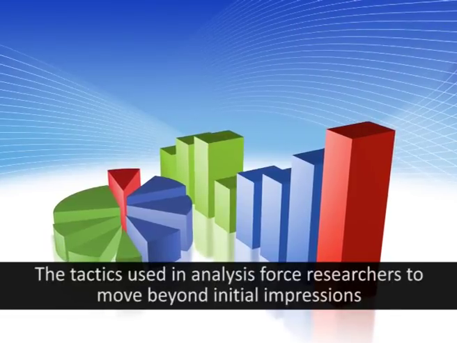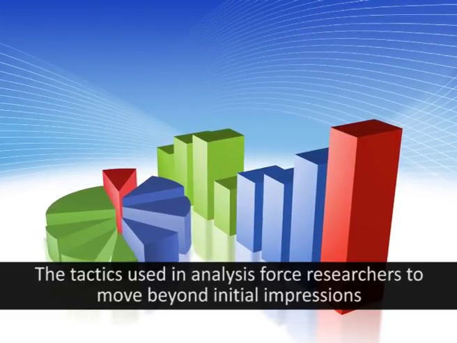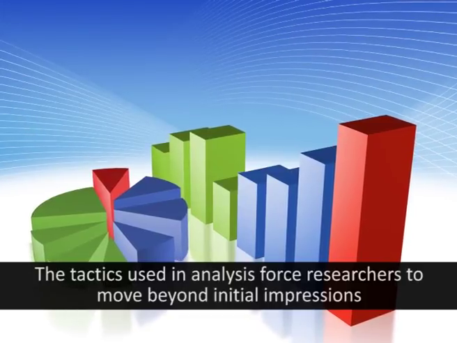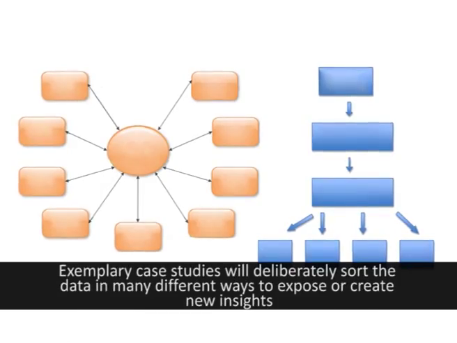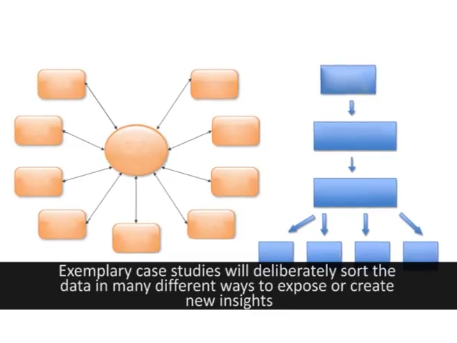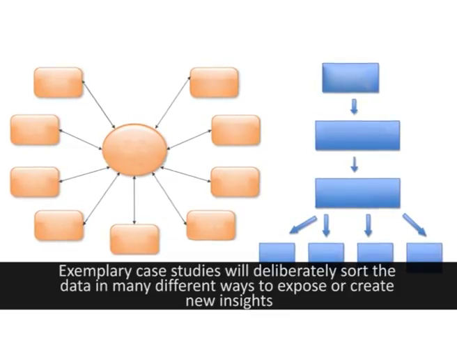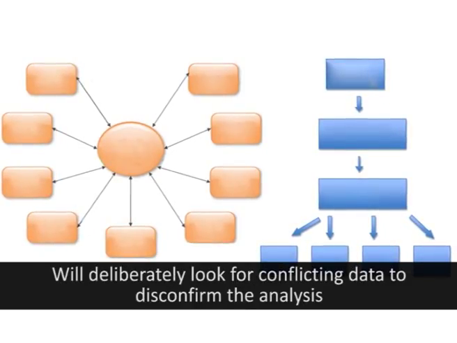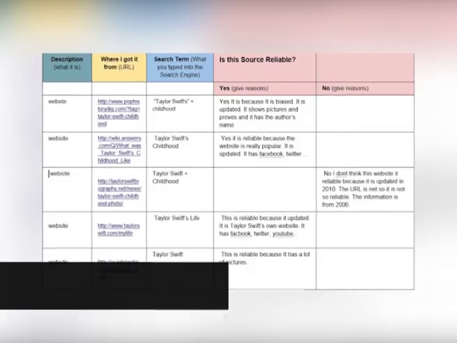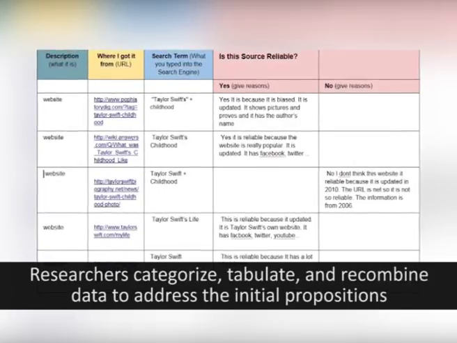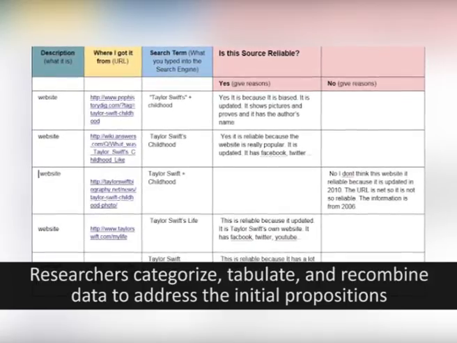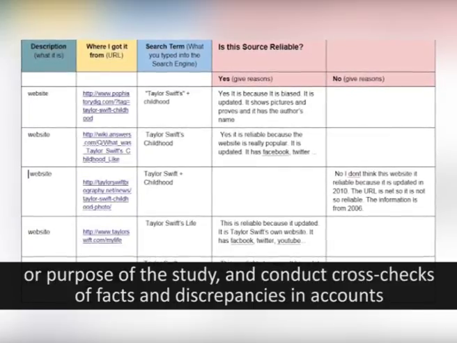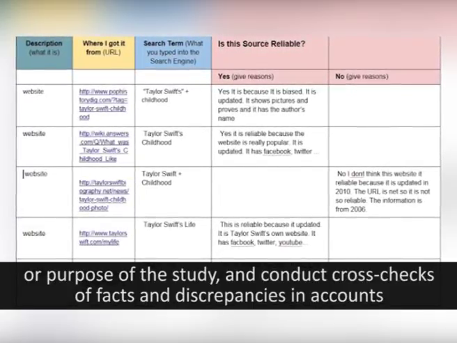The tactics used in analysis force researchers to move beyond initial impressions to improve the likelihood of accurate and reliable findings. Exemplary case studies will deliberately sort the data in many different ways to expose or create new insights and will deliberately look for conflicting data to disconfirm the analysis. Researchers categorize, tabulate, and recombine data to address the initial propositions or purpose of the study and conduct cross-checks of facts and discrepancies in accounts.